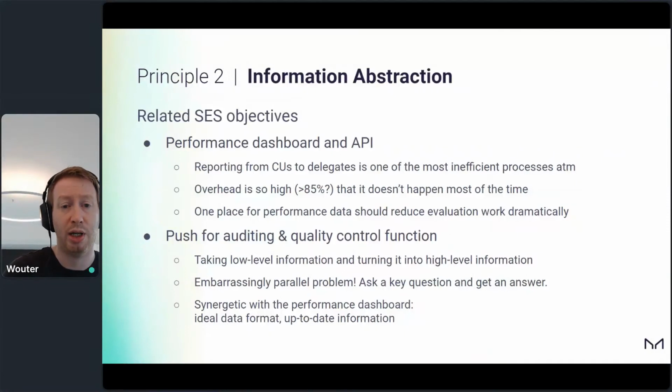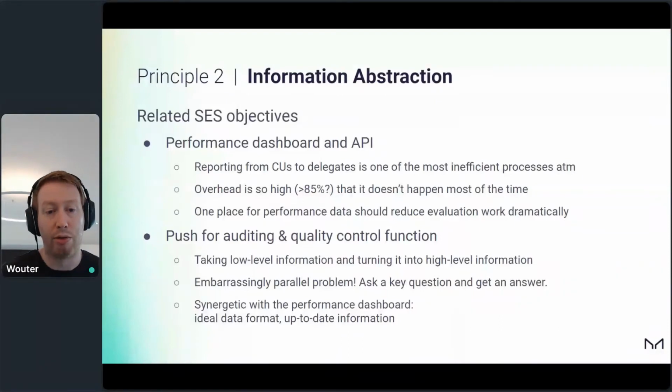Related SES objectives: the performance and dashboard API that we're working on is all about information abstraction. Reporting from core units to delegates is one of the most inefficient processes at the moment. Overhead is so high that it doesn't happen most of the time. So delegates are probably not aware of the roadmaps of the majority of core units, because it's just too much work to find the information, even though it's available. The right level of abstraction isn't available, so it could be that the roadmaps are too detailed or not detailed enough. Maybe they use technical terms that can't be understood by the audience, etc. So they just give up.